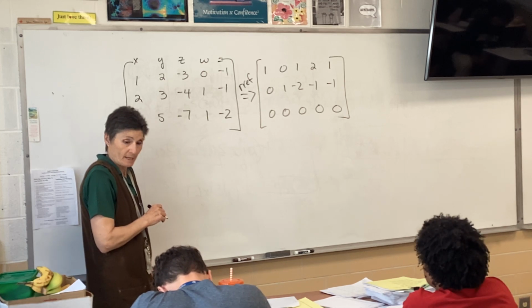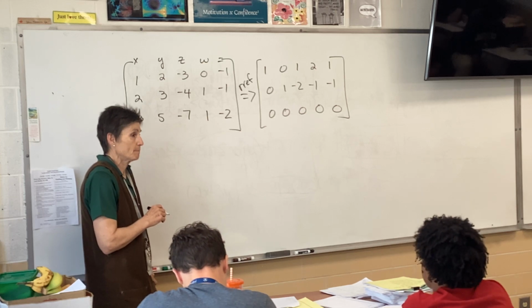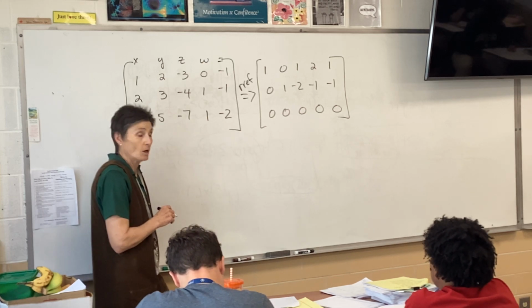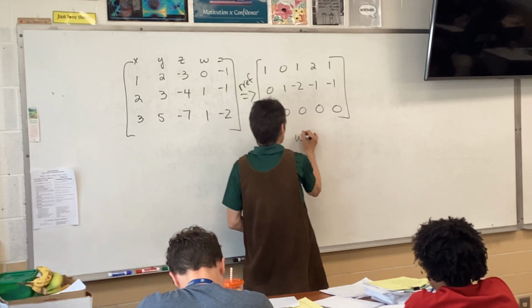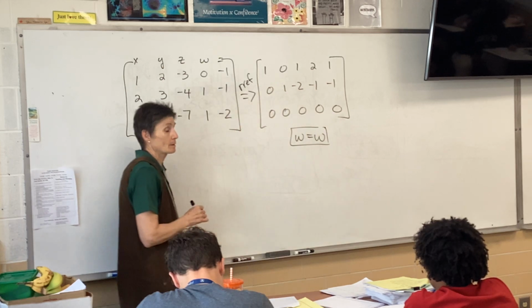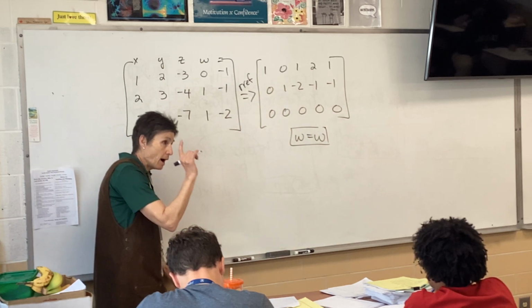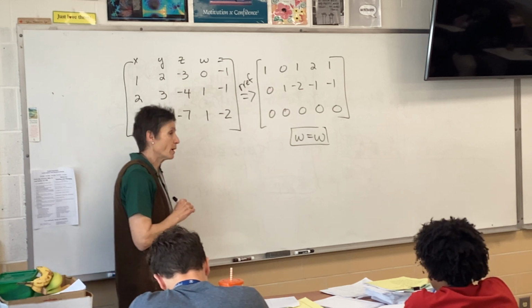All right, what do you think? Let's get creative. Let's think a little bit about this. What do you think? W equals W. So I have no idea what W is, so I'm gonna start out with W equals W. I think that's a great plan. I also don't know what Z is. I have no idea what Z is.